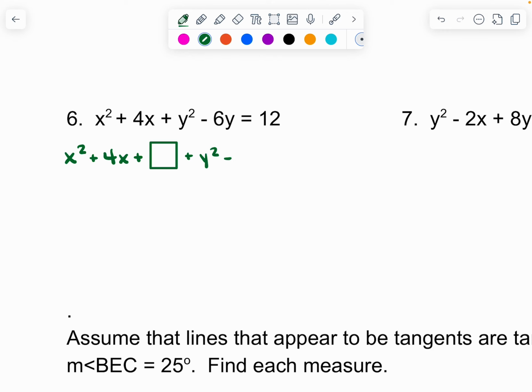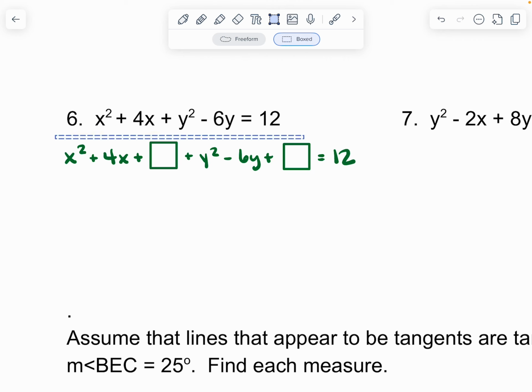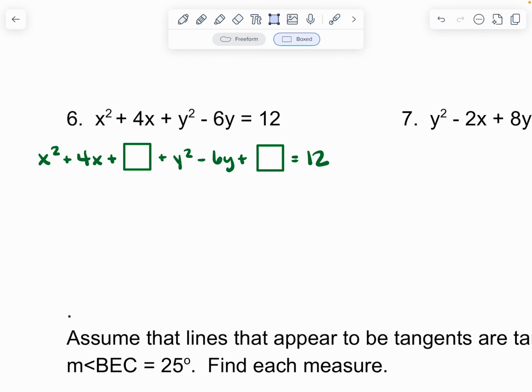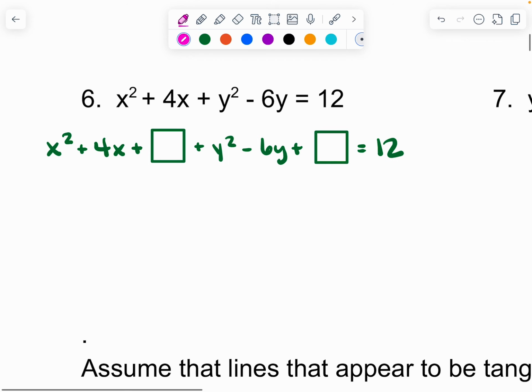And then y squared minus 6y plus what? Right, so making another box. Let me try that again. There we go, better. Equals 12. So I haven't actually done any math. All I've done is put the boxes in and set up my trinomials for my x's and my y's. Now I need to complete the square. Half of 4 squared is 4, so that's going to complete the square. Half of negative 6 is negative 3, and negative 3 squared is 9. Those are my 2 numbers that complete the square.